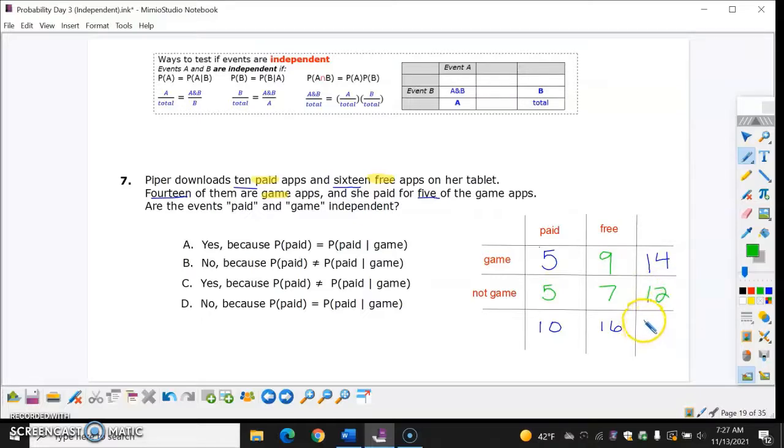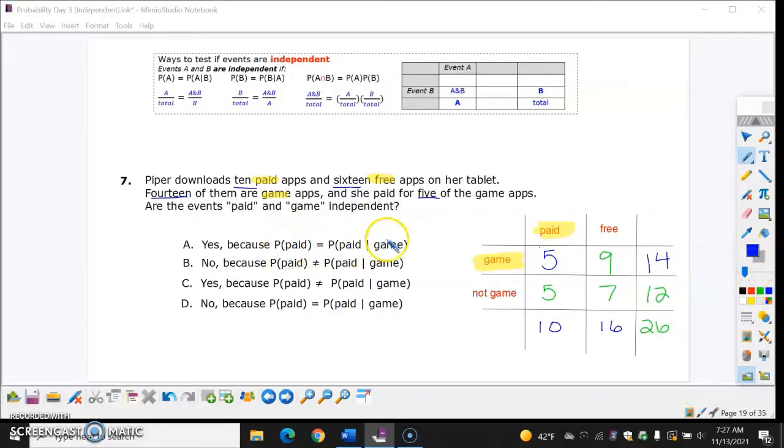And so the big thing we need to know is the total, which is 26 total apps that she downloaded. And let's see, we're looking at if the events paid and game are independent. If they're independent, that would mean that the probability of whether or not she pays for apps would be the same whether it's a game or not.